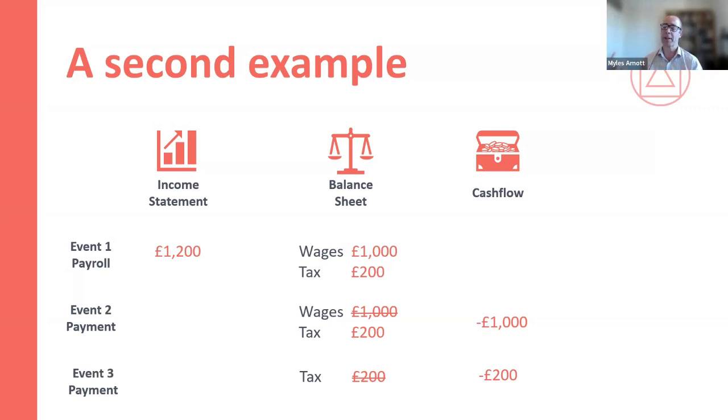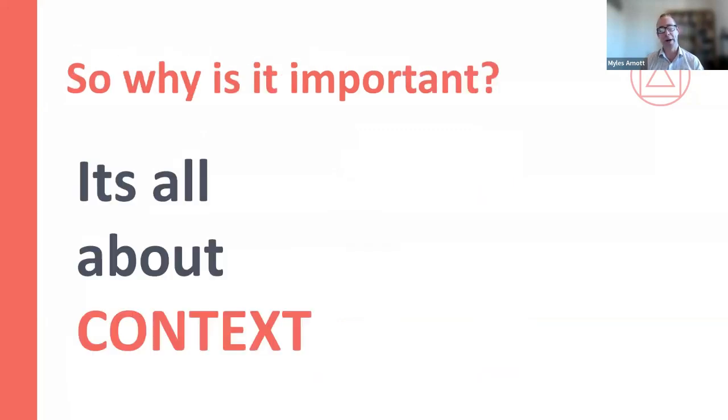And that's why we need the connectivity of the 3, because we need to be looking at the income from an am I profitable perspective, the balance sheet from what assets and liabilities do I have, and then a cash perspective of when is that money going to leave my bank? Do I have enough cash in my bank to be able to cover the things that I need to? So why is this important? For me, it's all about context.